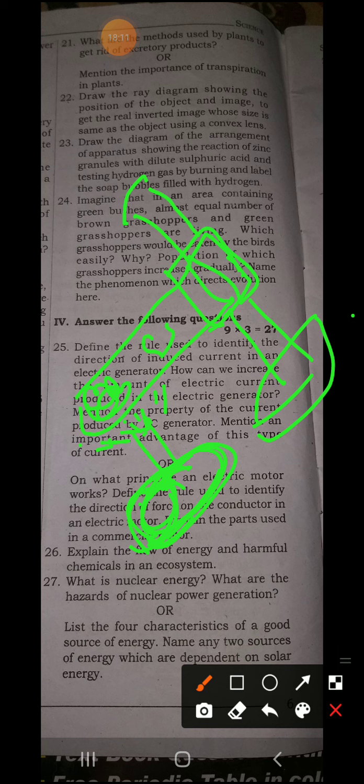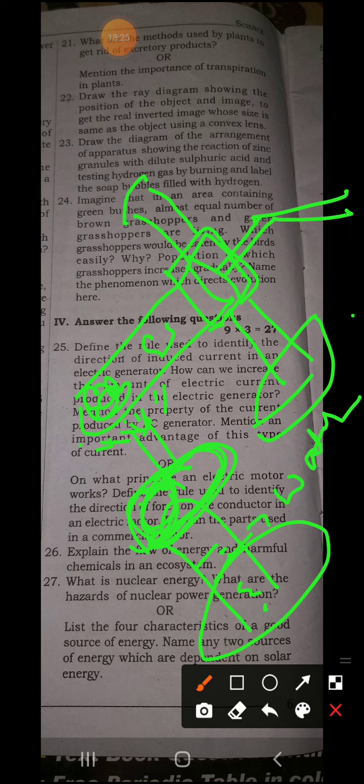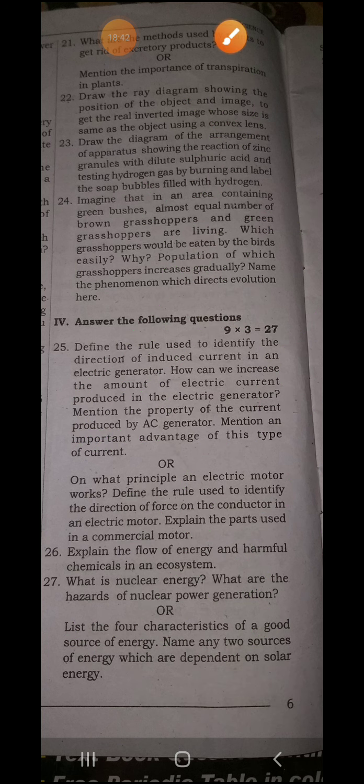Another part, there will be a delivery tube. And on the other part, you need to show the downward displacement of water by hydrogen. Here the water is filled, and here is the H2. Yes, we must show this. So this diagram consists of 2 marks. Got it? I hope you can understand this question. 23rd question is over.